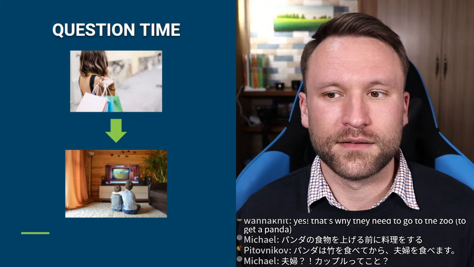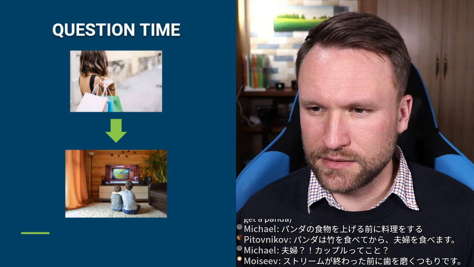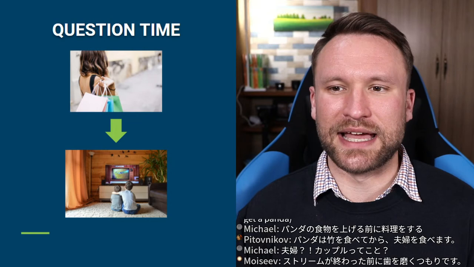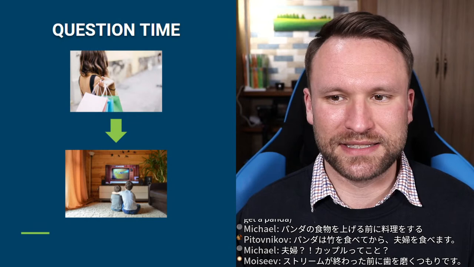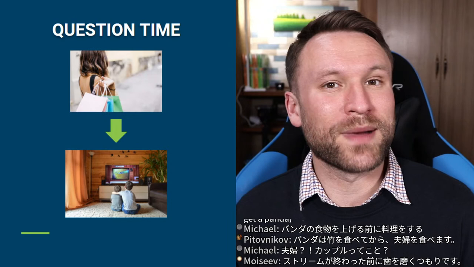ストリームが終わる前に歯を磨くつもりです。Nice. Good one, Moise Eve. Just gotta keep that in the present tense. So before mae ni takes the present tense. And before kara, te.